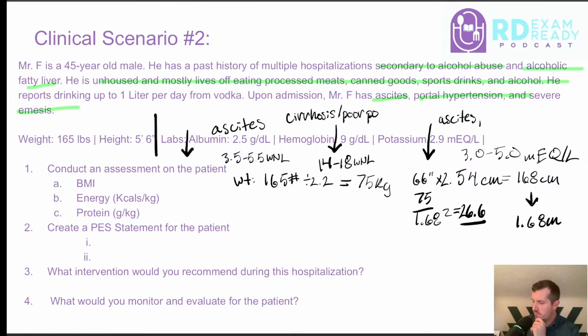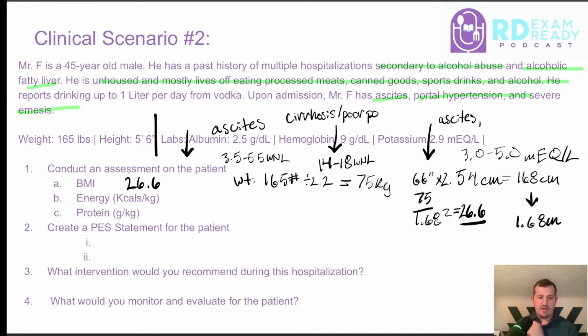And we also know he's got this ascites going on too. So he's holding on to a bit of fluid. We don't know necessarily what his dry weight is. He could probably tell us, but I don't sense that he's the most reliable to do that, but he could be. We could just kind of stick with what his current body weight is, though, in this case. 26.6 kilograms per meter squared.